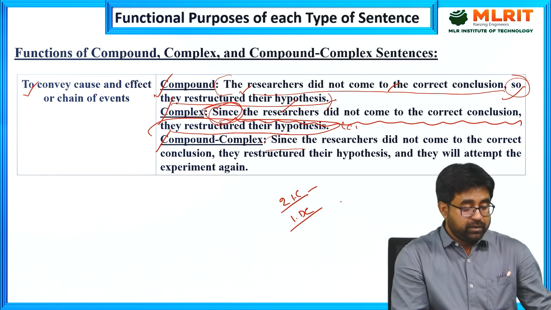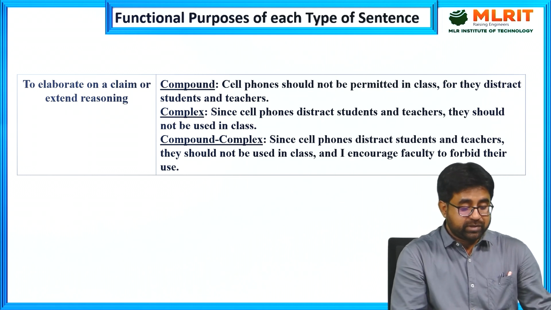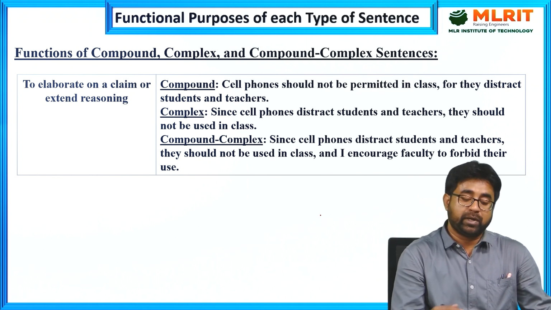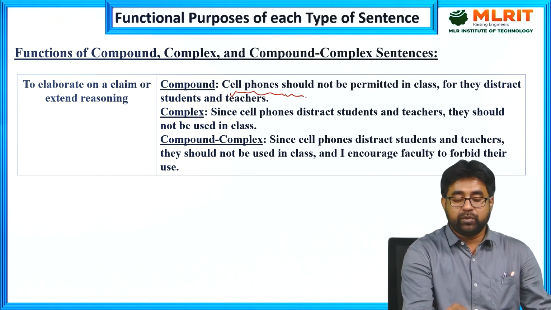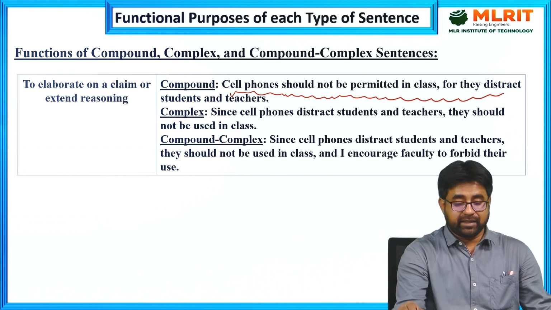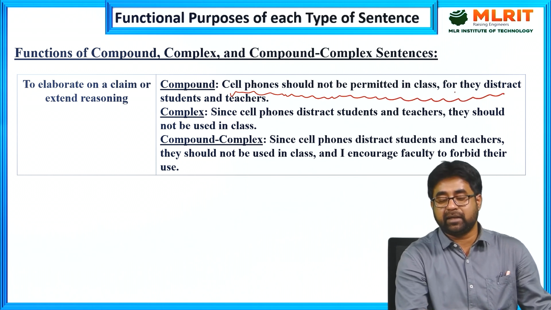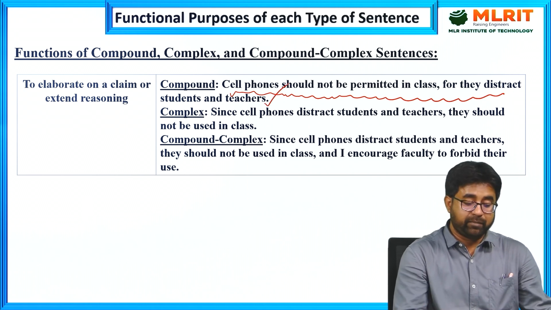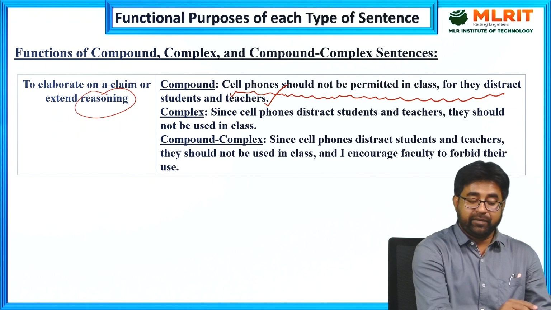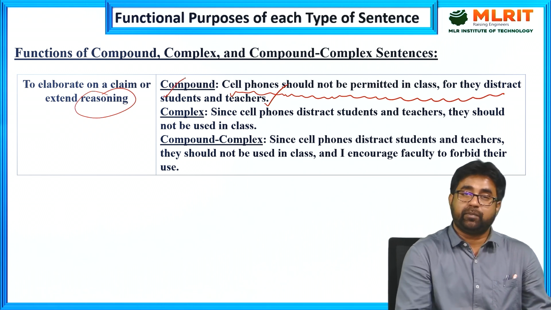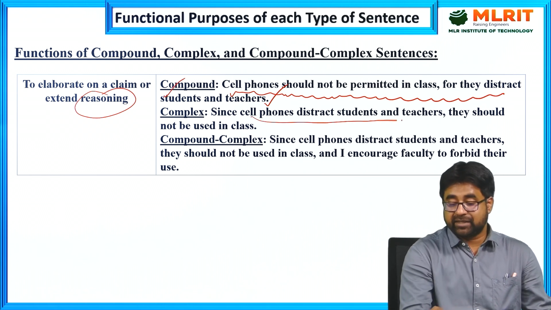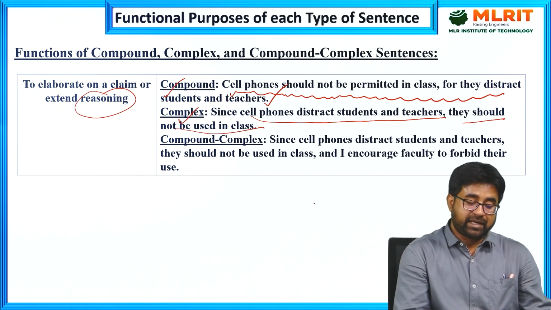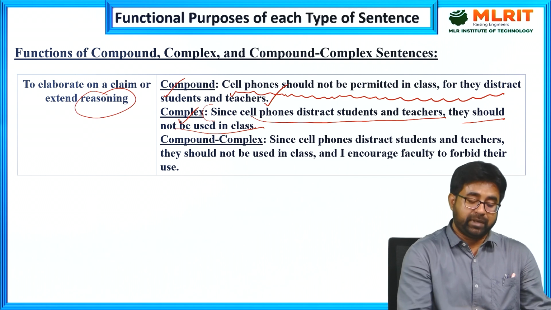Fine. So to convey cause and effect, to elaborate on a claim or extend reasoning, what do we do? We use this kind of sentence, a compound sentence. Cell phones should not be permitted in the class, for they distract students and teachers. So I am giving some elaborate reasoning, so I can use a compound sentence here. Since cell phones distract students and teachers, they should not be used in the class. Again, I am extending a reasoning, but I am using a complex sentence here.